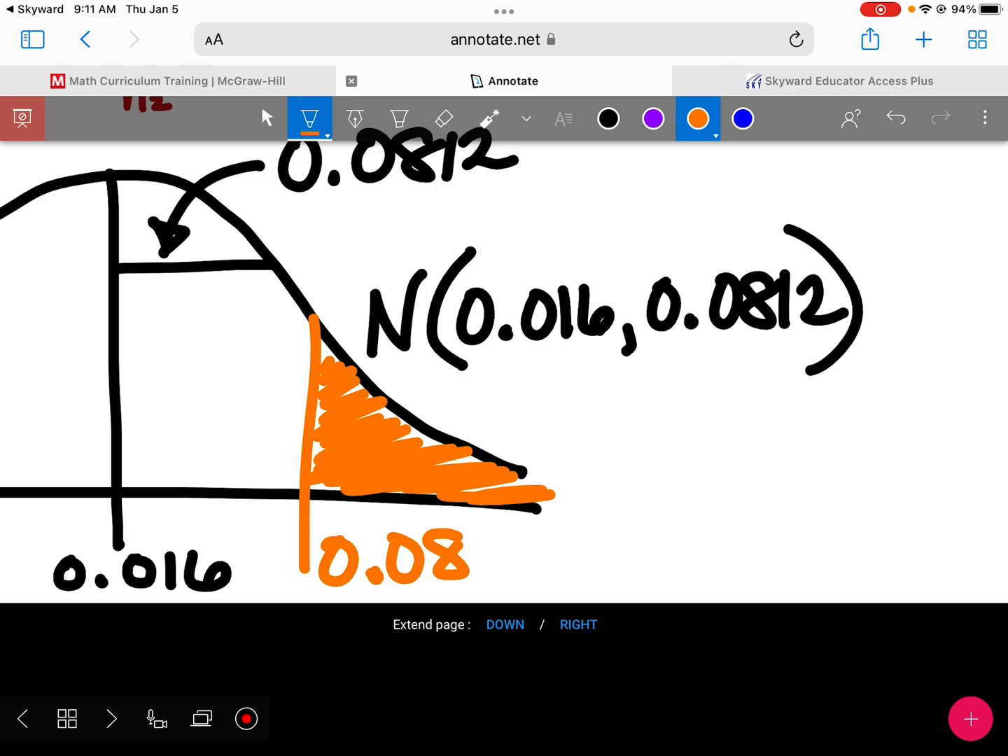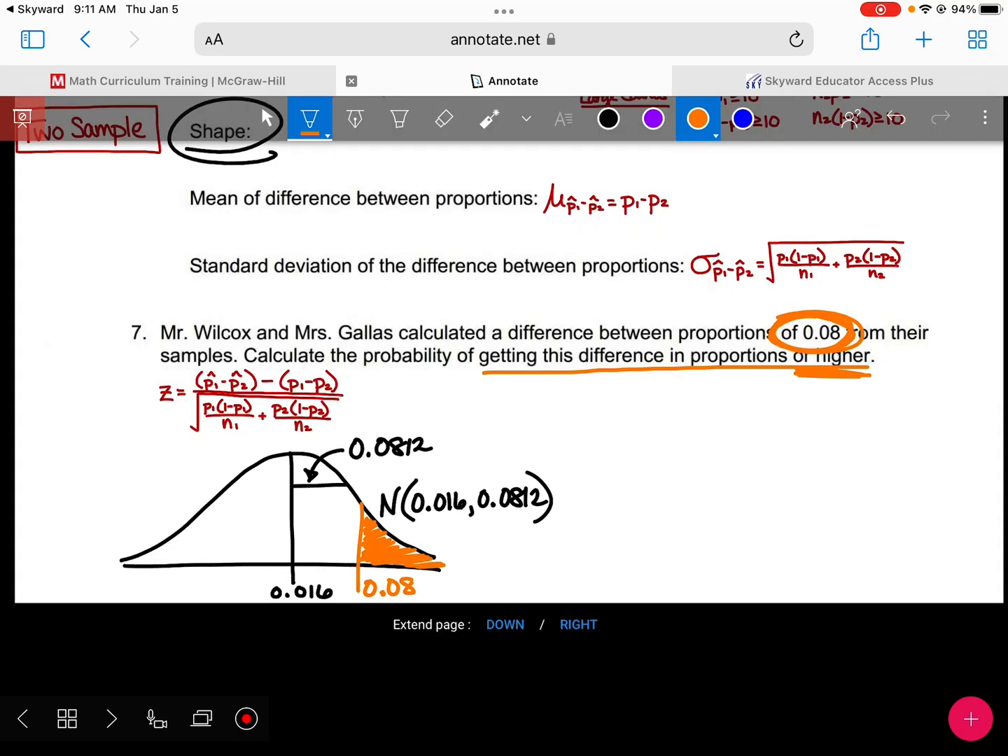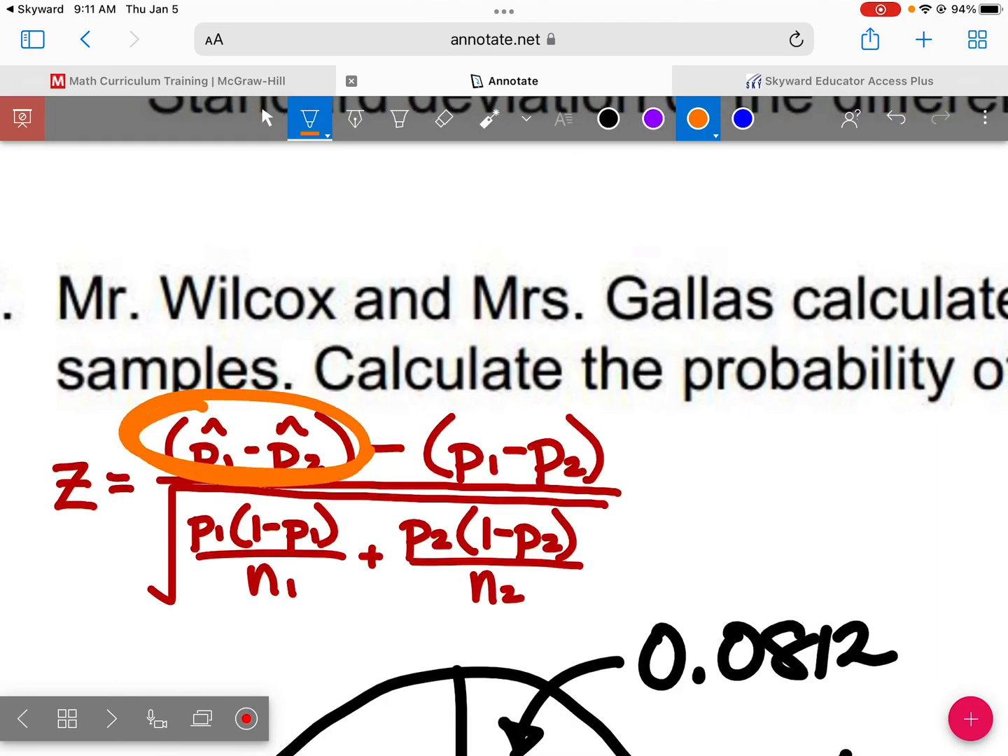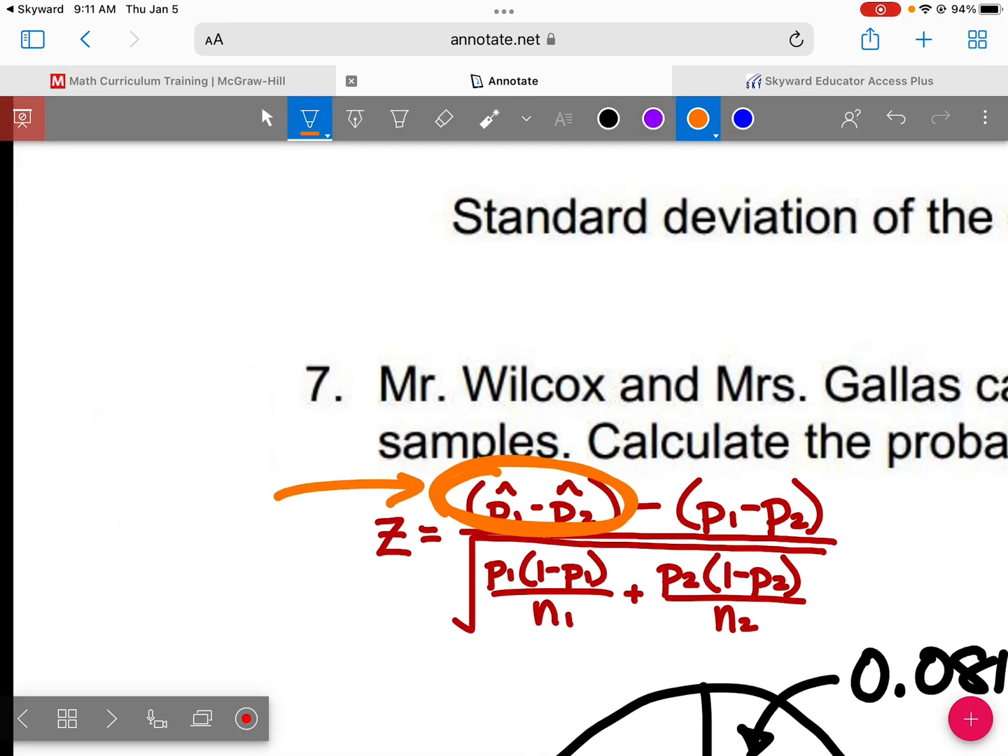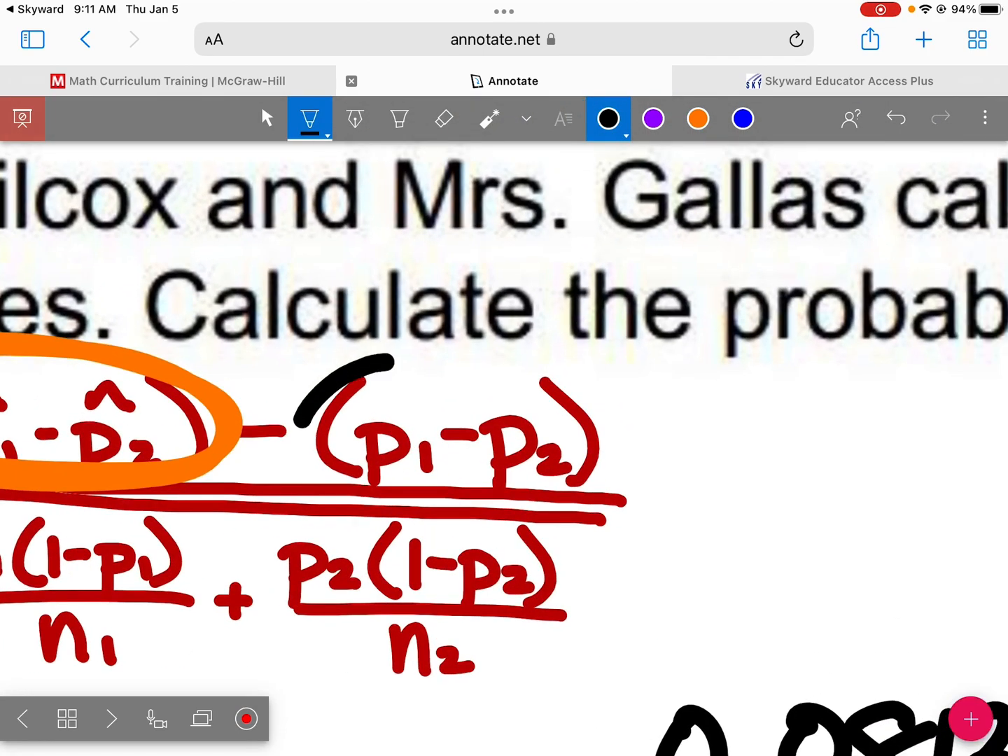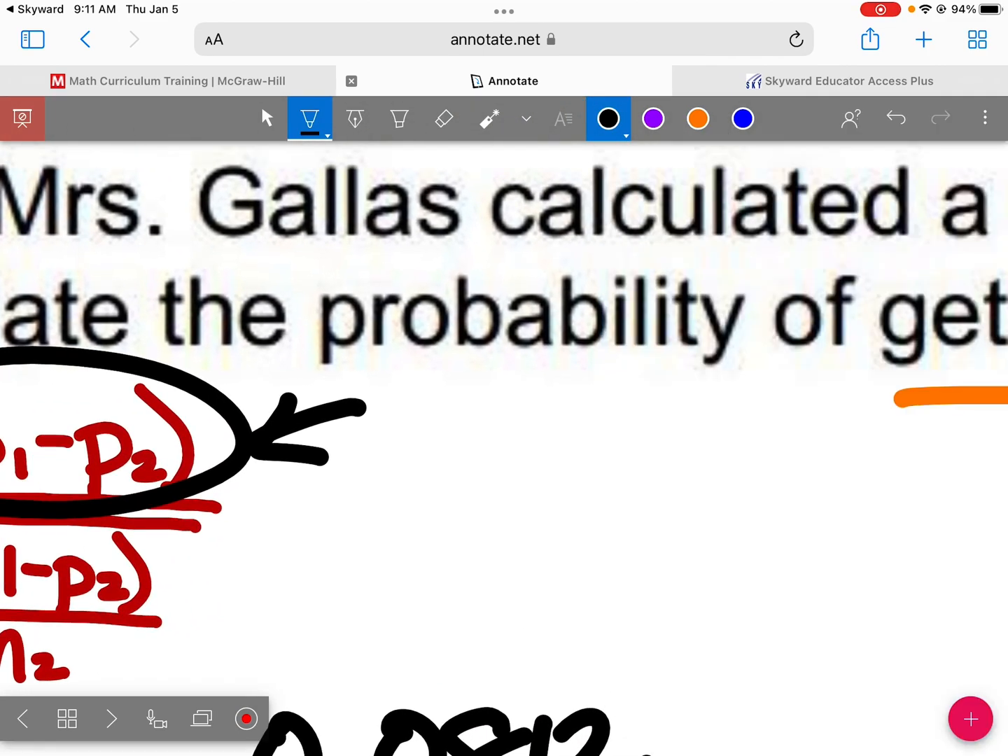I gave you a hint. I gave you this formula, but I want to look at each of these pieces. They found a difference in proportions of 0.08. I'm going to put that in for this piece right here. 0.08. Proportion 1 minus proportion 2. That's this right here. Do we have that value? That's the mean of my difference. So we have this number. So we're going to subtract those.